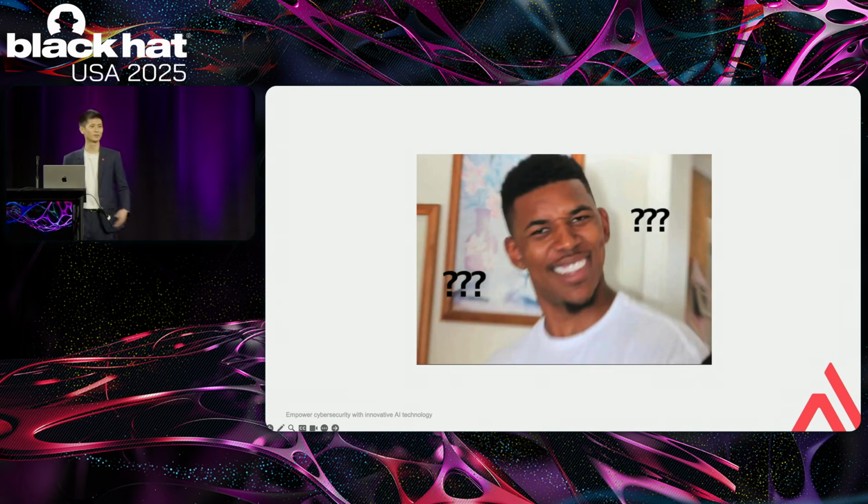So I need to make the prompt injection malware stronger and stronger, strong enough to fight with our system. So we're rewriting the prompt.